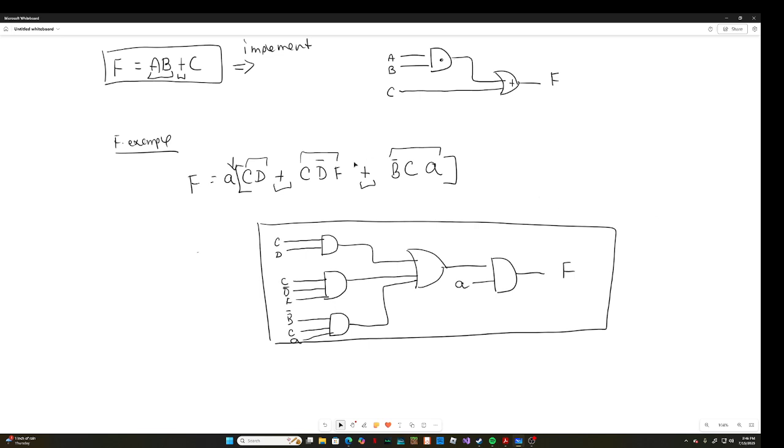And that's how you convert your logic equations into functional digital circuits.